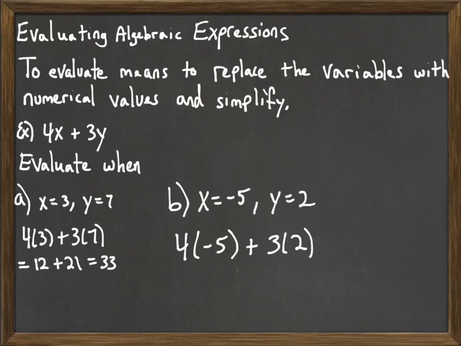Okay, at this point we're now just ready to simplify. So we go through and do 4 times negative 5, which will give us negative 20. Plus a positive 3 times 2, which is plus 6, and then we just finish the problem off by adding negative 20 plus 6 to get negative 14.